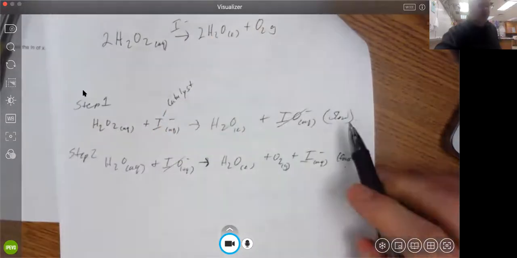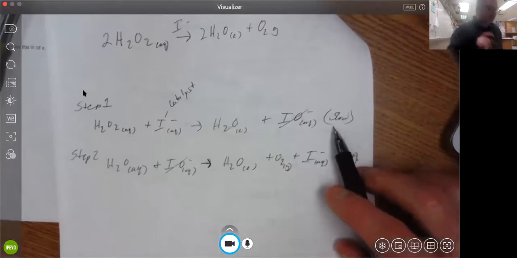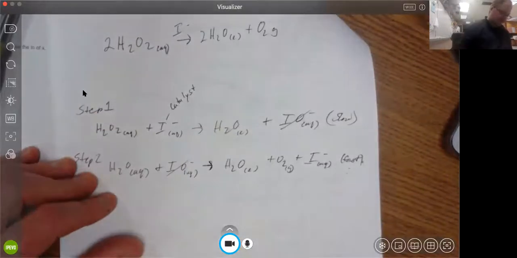Now, here is the deal. If the catalyst is in the rate determining step, that means that it actually ends up in our rate law.